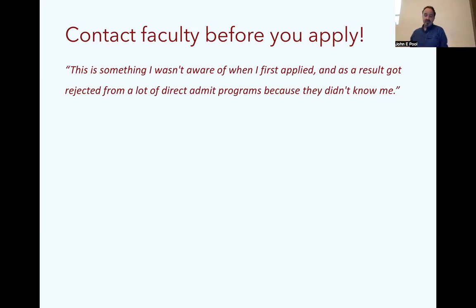And so when this student, who's in our program now, talked about previous rounds of application and in terms of contacting faculty, they said, this is something I wasn't aware of when I first applied, and as a result got rejected from a lot of direct admit programs because they didn't know me. We talked about the differences between direct admission versus program admission with a rotation option, and that can vary. It varies between different areas of biology to a significant extent. But even within a program, both of these models can be in play, as in the case of UW Genetics.